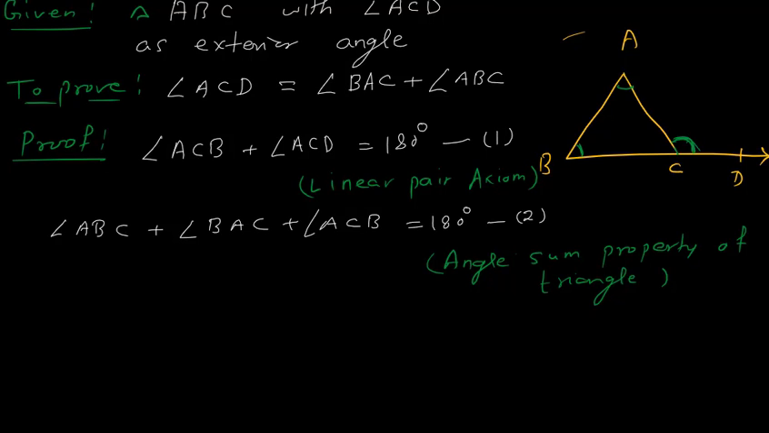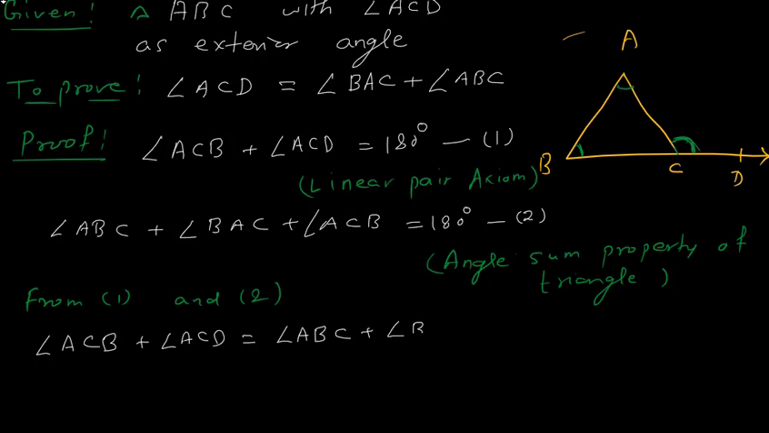So I can say that from 1 and 2, and we have marked this angle as 2, so from 1 and 2, I can say that angle ACB plus angle ACD is equal to angle ABC plus angle BAC plus angle ACB.